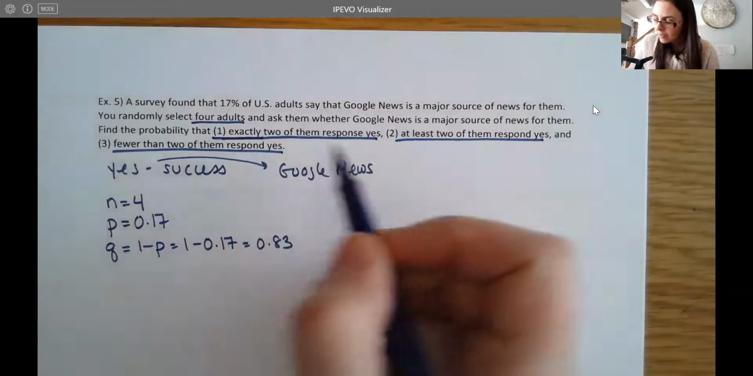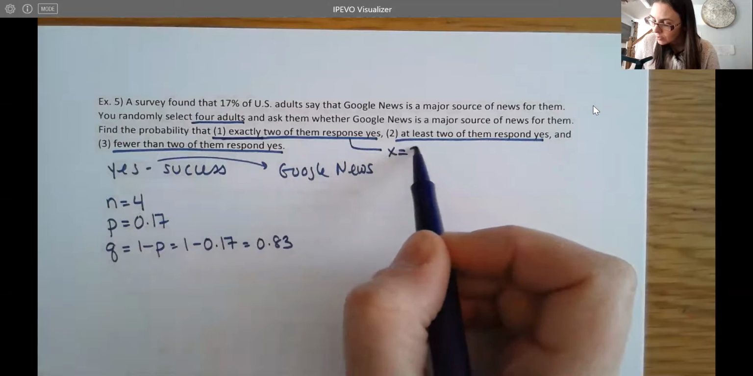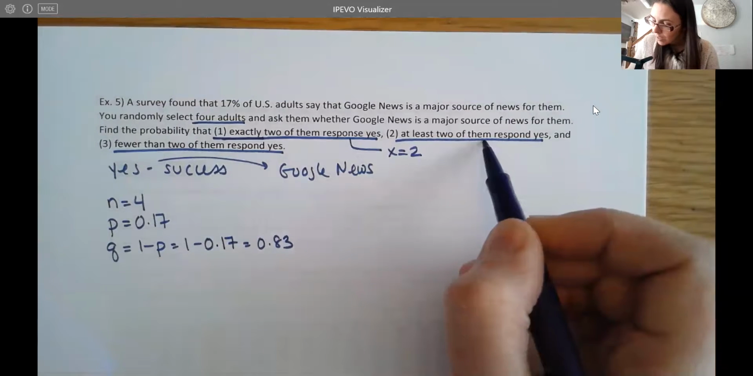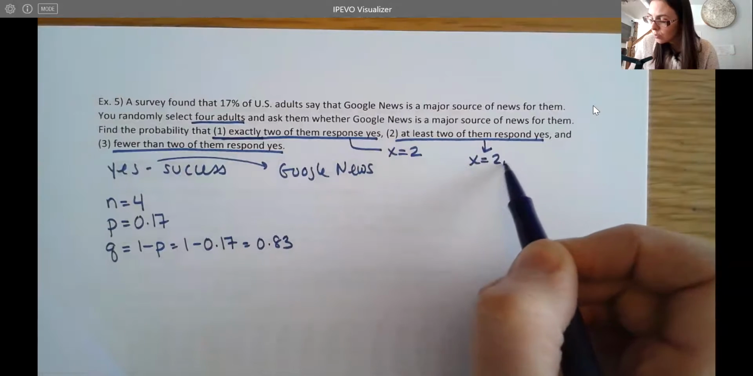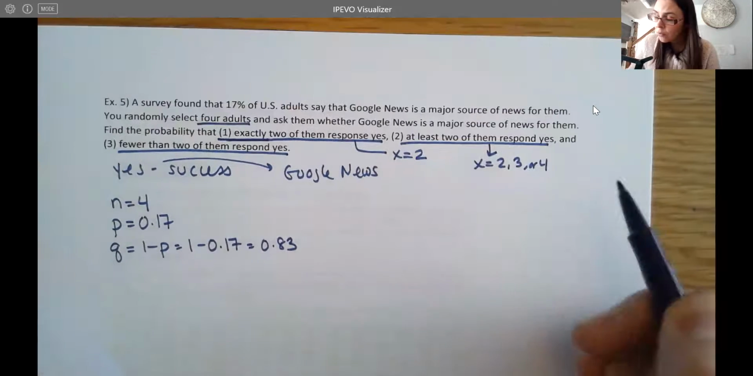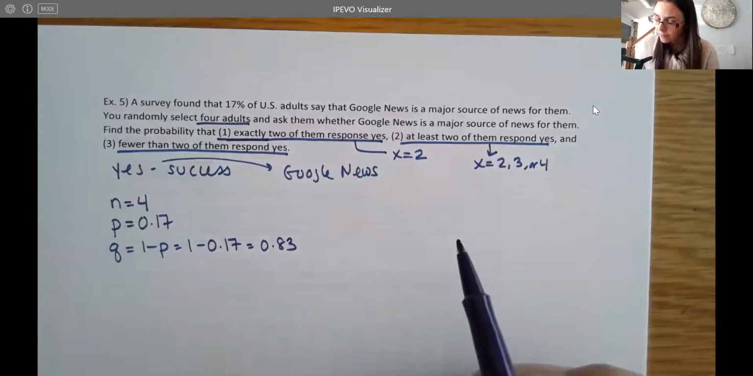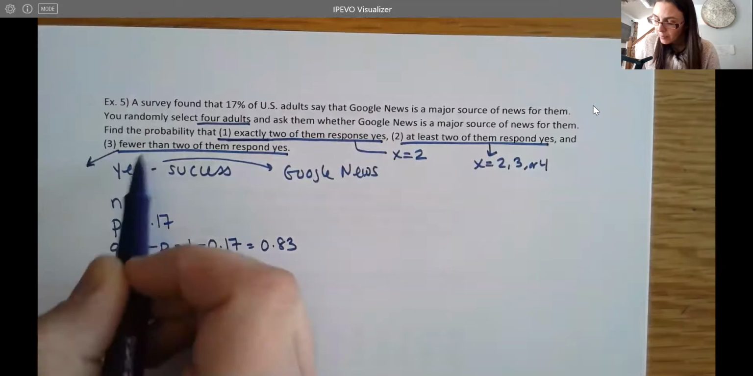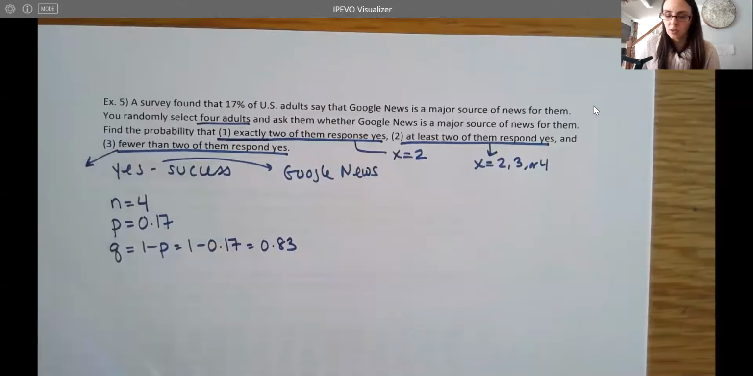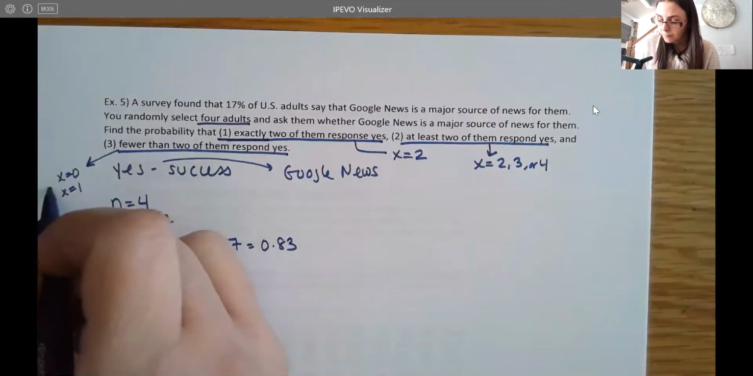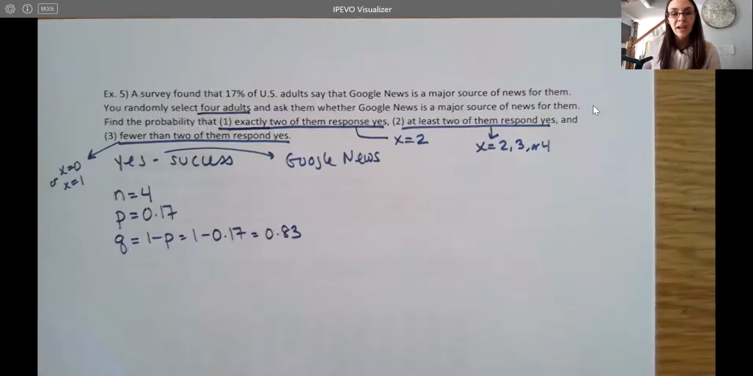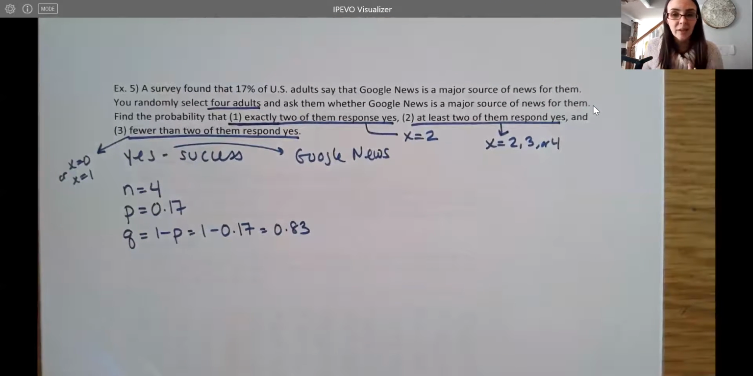Now, my X is going to depend on the question. So notice here that in this one, I want my X to be 2. In this one, I want my X to be at least 2. So I want my X to be 2, 3, or 4 successes, right? Because I can go up to 4. And then here, I want my number of successes to be fewer than 2. So either 0 or 1. So it looks like I'm using all my different X values here. So I'm going to just create the whole distribution using technology and see what happens.